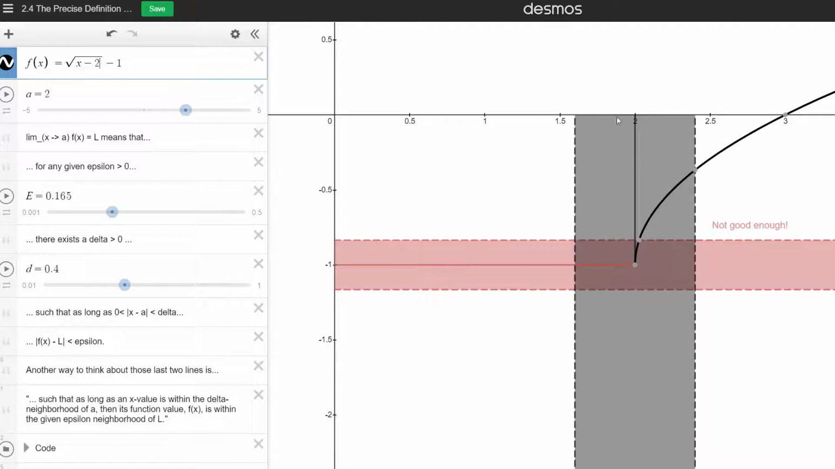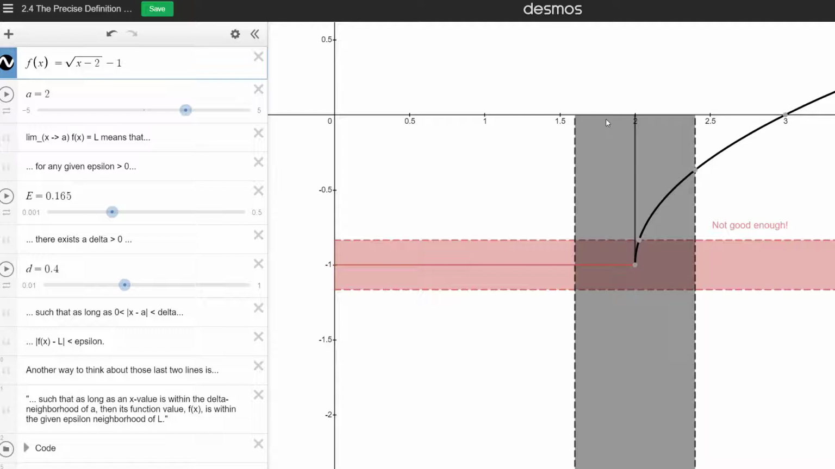There's no such delta neighborhood that has an x value to the left of 2 there, because it causes, within our function itself, a negative number underneath the radical. And so it does not make sense, because our function doesn't exist in this entire delta neighborhood. The delta epsilon proof falls apart officially.